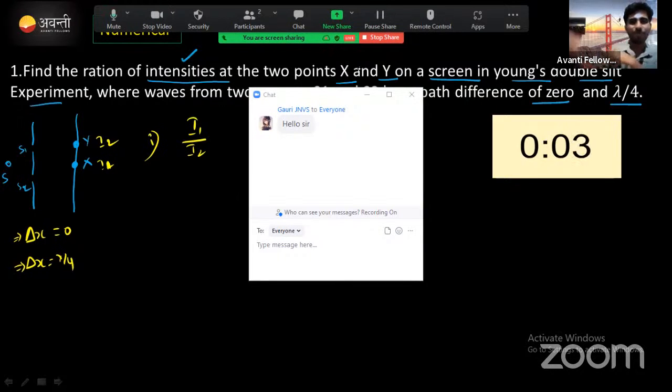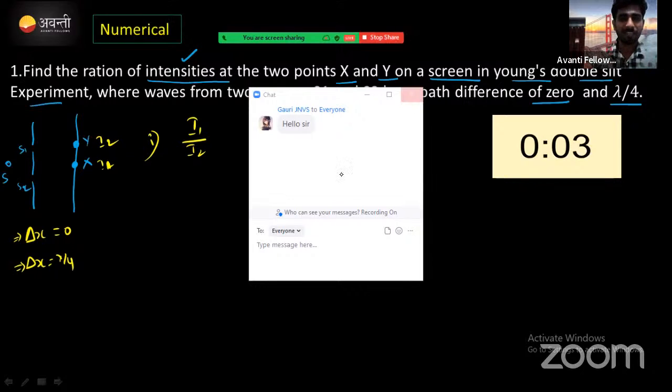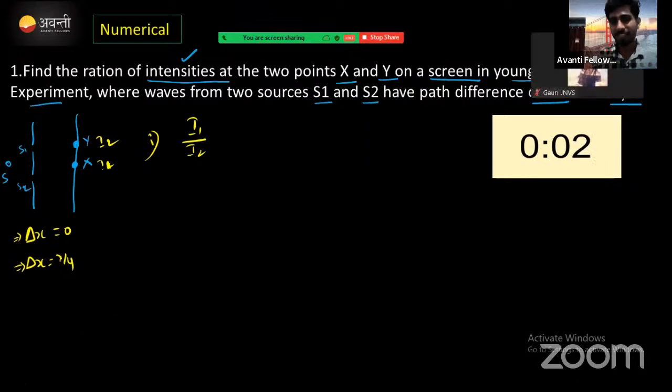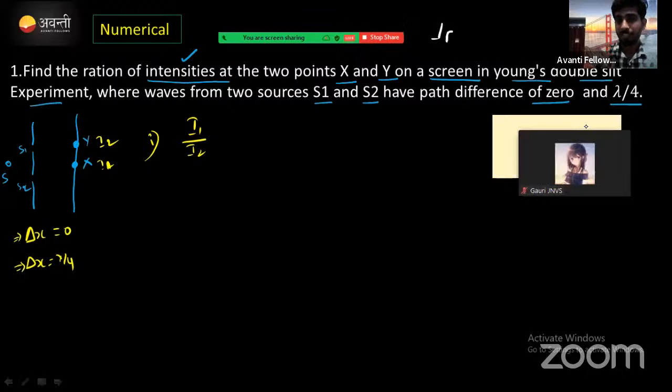I will solve this problem. Just be with me. Okay, see, I will tell how to calculate here. First you need to know about the formula of intensity. What is the formula of intensity? You know, right? Resultant intensity IR is equal to I1 plus I2 plus 2 root of I1 I2 cos phi. Correct? Note down this formula.